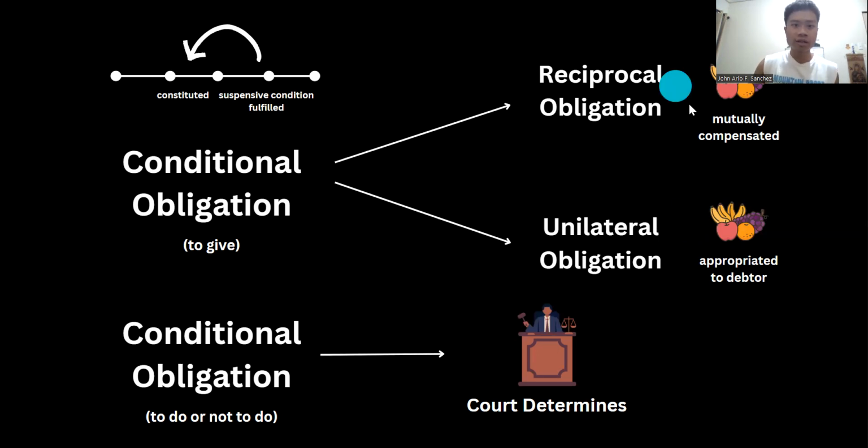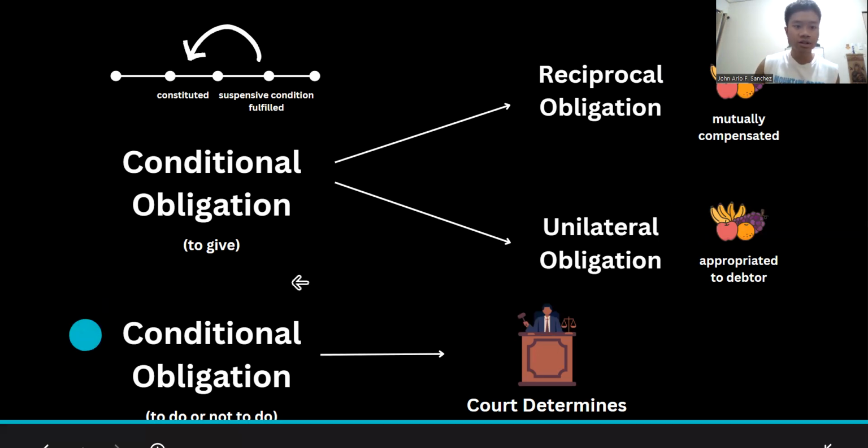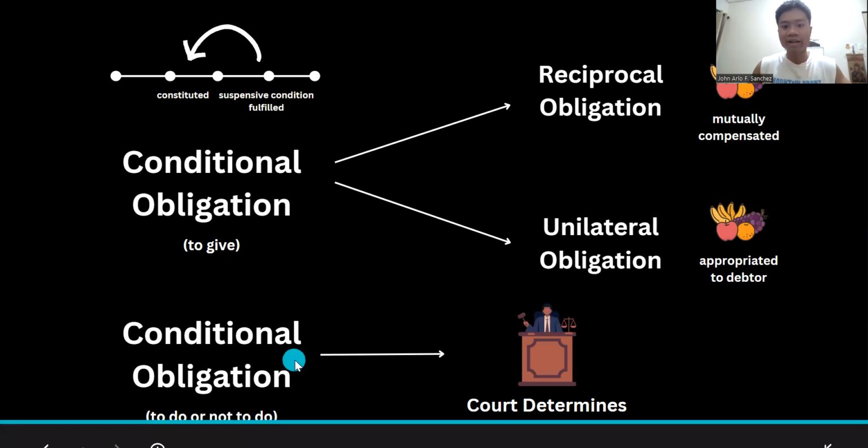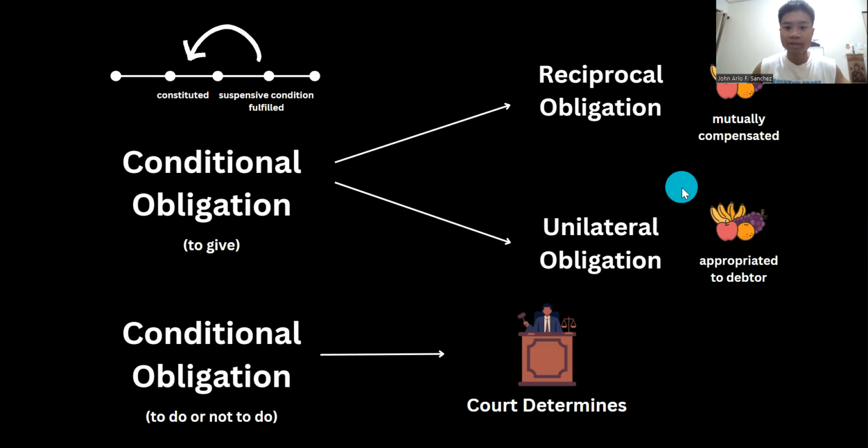So we've done these two, and now lastly is the conditional obligation to do or not to do. It just means that when it's a service or when you're not supposed to do something, the court determines. There's no condition here, whether it's reciprocal or unilateral. That's about it. So that's the entire concept of Article 1187.